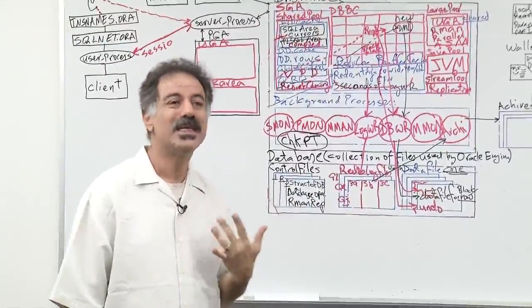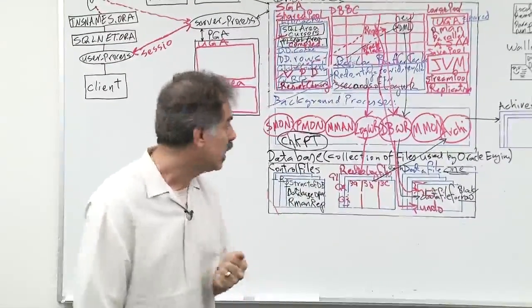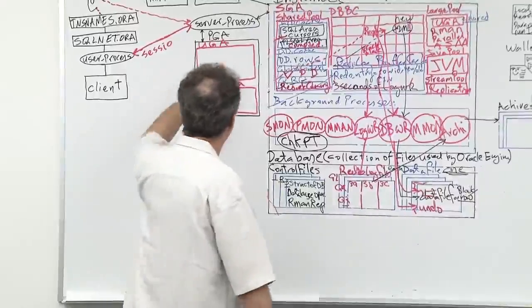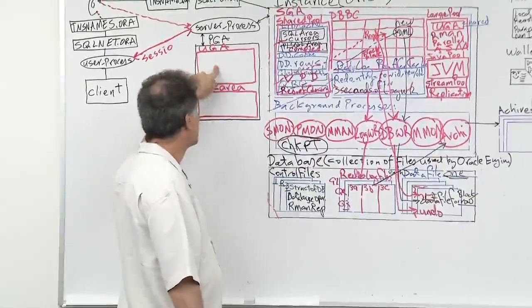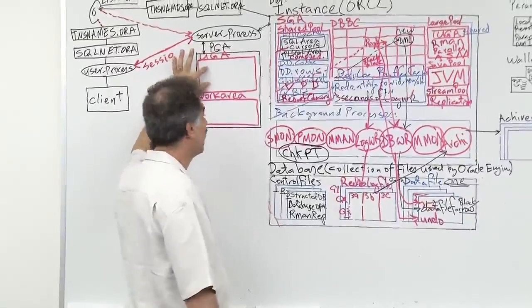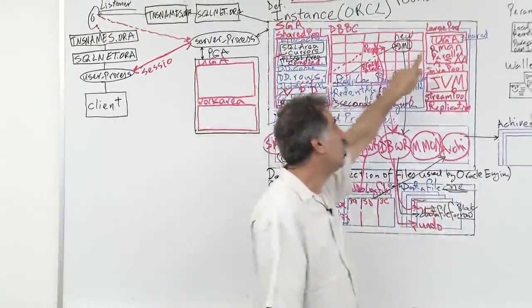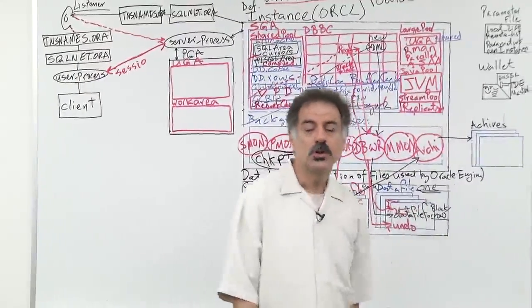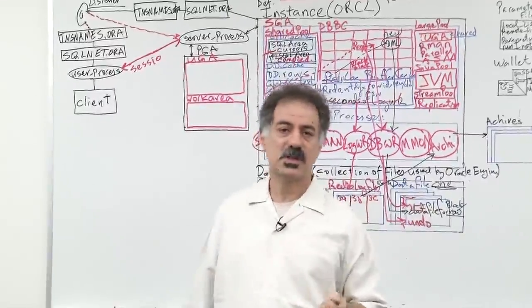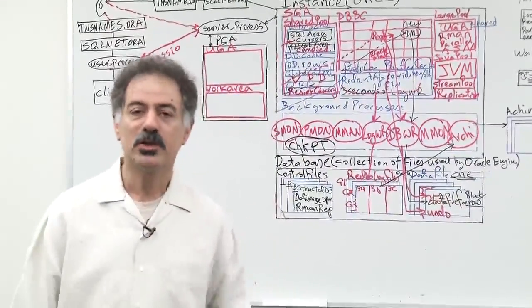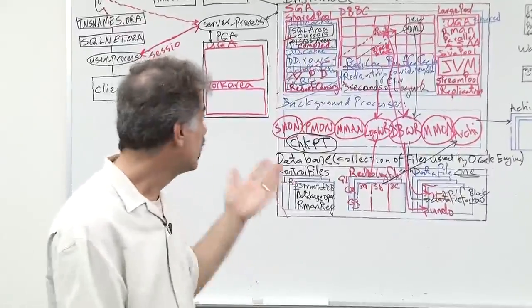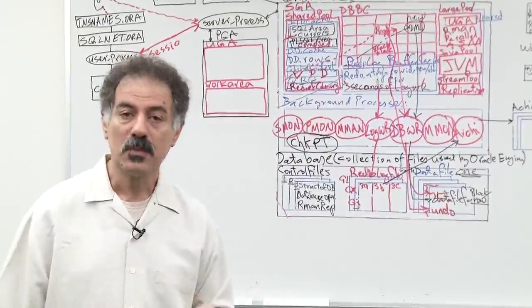Since now they need to share session information, they would not be able to hold the UGA, the user global area that has my session information, private. Therefore, the UGA would relocate into the large pool, so now multiple server processes can share that session information. So, in a nutshell, we just did a quick review of the standalone database.